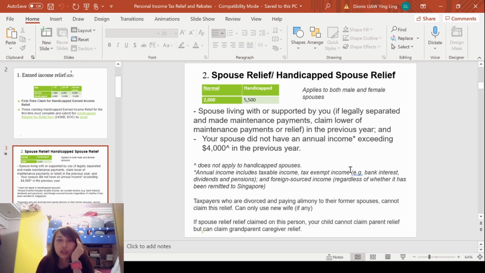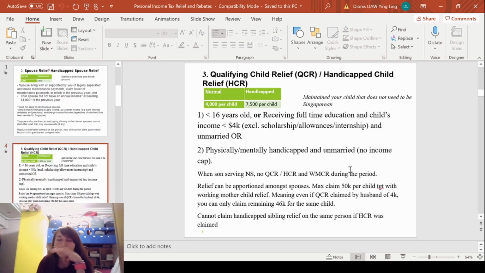If the spouse relief is claimed on a person, for example, my dad claims spouse relief on my mom, then I cannot claim parent relief on my mom as well. But grandparent caregiver relief can be claimed. I'll be talking about these few reliefs in the next few slides. Next, the third relief is the QCR and handicapped child relief.